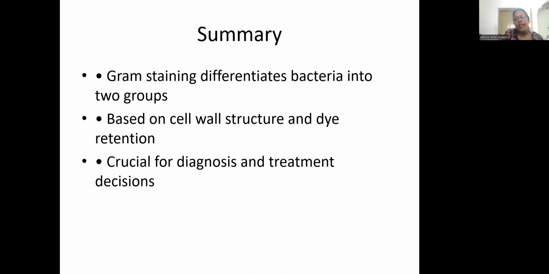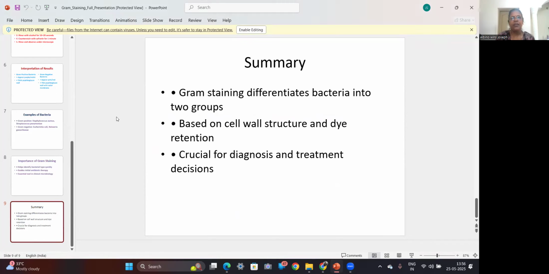So now, can anyone summarize today's topic? Yes, ma'am. Gram staining differentiates bacteria into two groups. Based on the cell wall structure and dye retention, this differentiation takes place. It is crucial for diagnosis and treatment decisions. Okay, hope you understand this. So this is all about gram staining, and in the next class, let us do the practical session of gram staining.